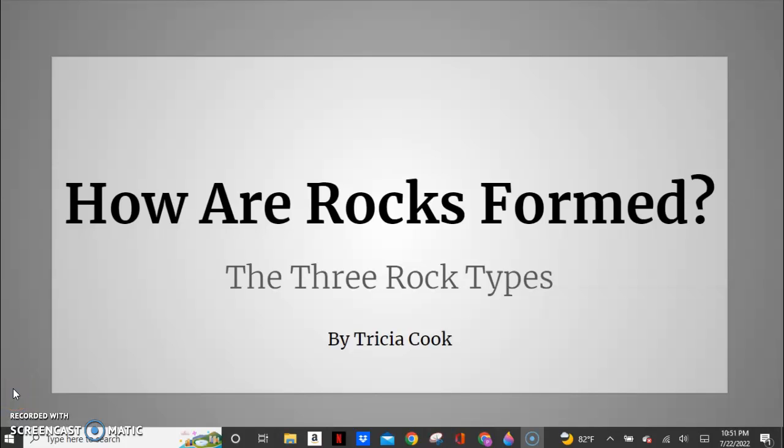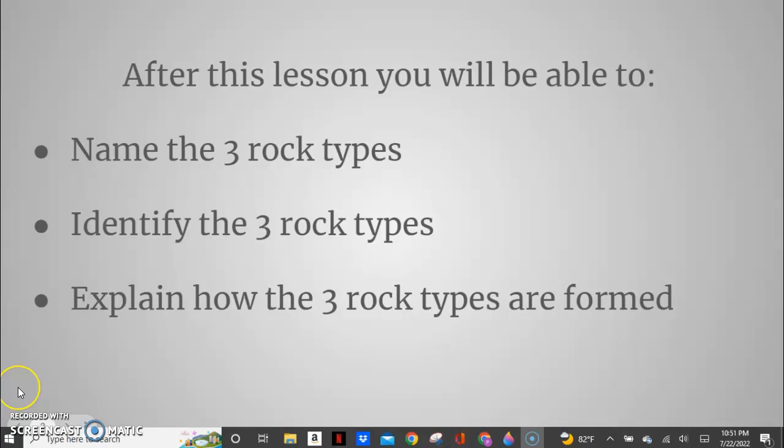Welcome to my presentation, How Are Rocks Formed? I'm going to discuss the three rock types. After this lesson, you will be able to name the three rock types, identify the three rock types, and explain how the three rock types are formed.